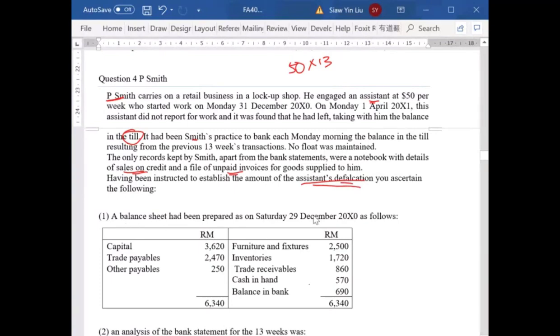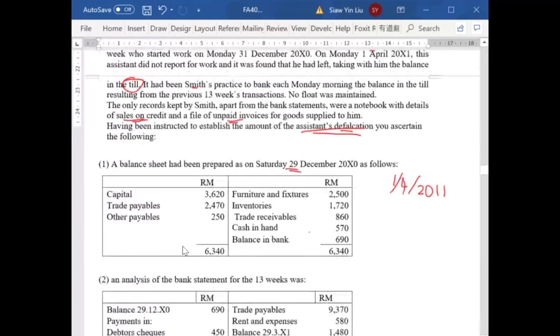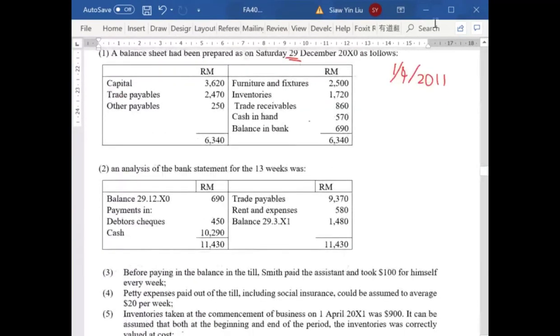So this is the balance sheet from last year. Now it's on 1st of April 2021. So here, opening, you have all these figures. This is the current year opening, guys. Then the analysis for the last 13 weeks is like this.